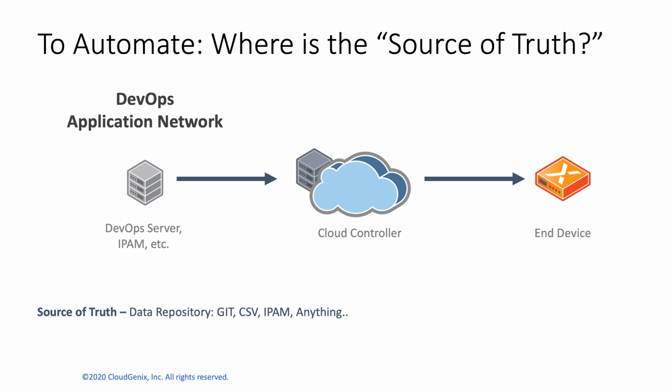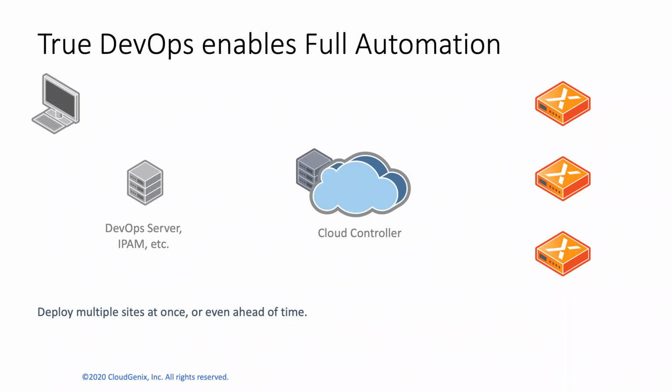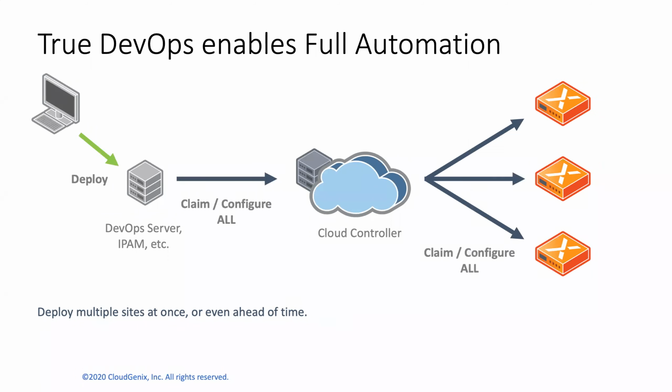So where is the source of truth? So today, for most customers, the source of truth is the controller, right? That's the control. That will be the source of truth for all of the end devices. What we're talking about today is having a data repository, which could be Git, it could be a CSV, it could be an IPAM, which allows you to go out and push a configuration to that repository and then have it replicated out to the controller. The controller can then push the configuration to all of the devices.